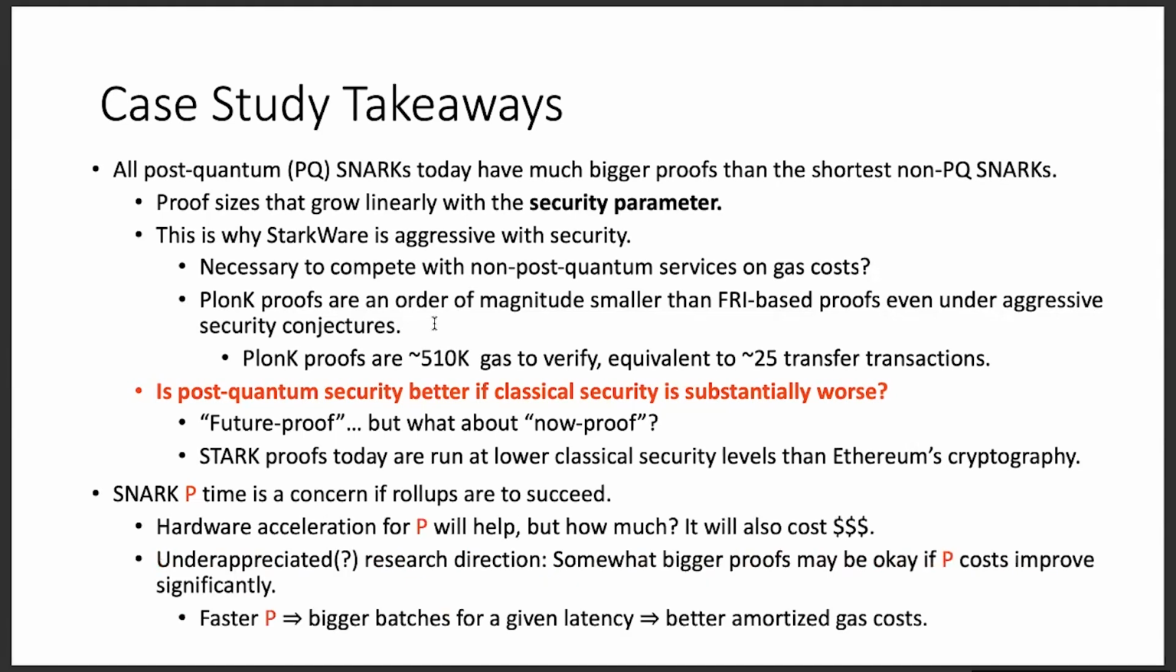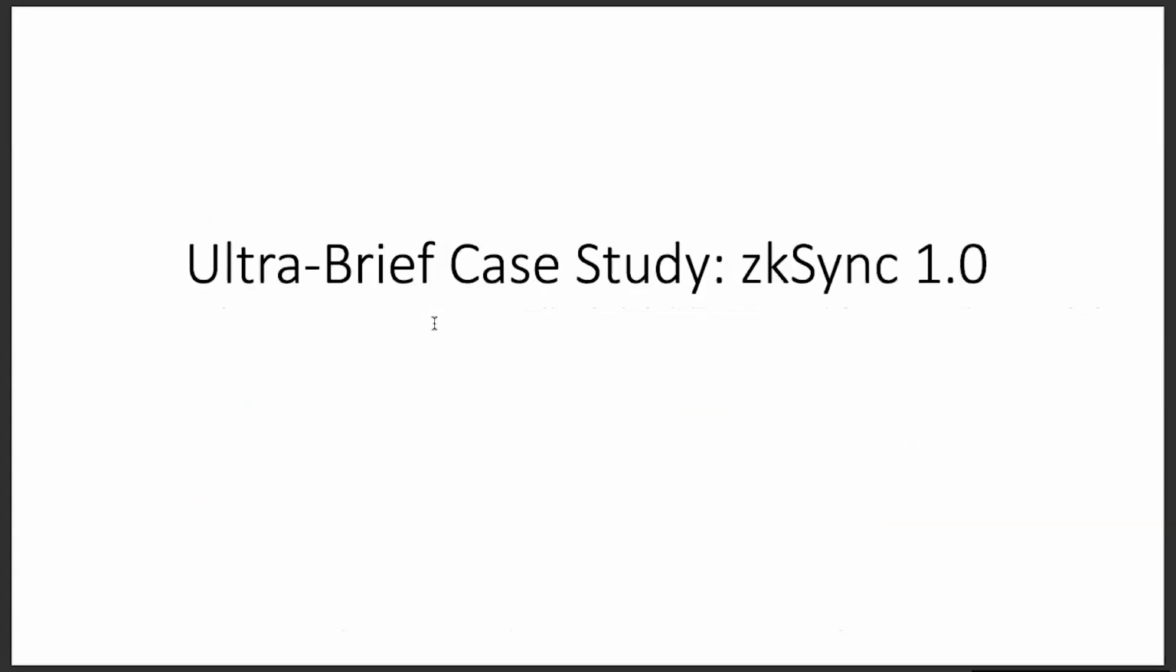Something to point out is SNARKs with slightly bigger proofs might be fine if the prover is significantly faster, because then you can take the batch sizes to be bigger, and a bigger proof from a bigger batch might actually be better than a smaller proof from a smaller batch. So this is sort of where I'm hoping to make some headway with the composed SNARKs I mentioned last talk. Okay, and then I know I'm out of time, so I have an ultra brief case study for ZK Sync, and then one wrap-up slide, and then that's it.